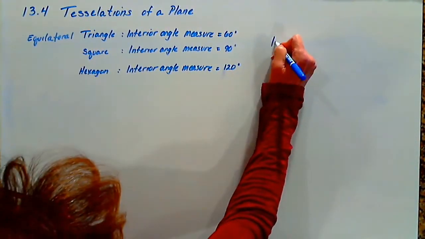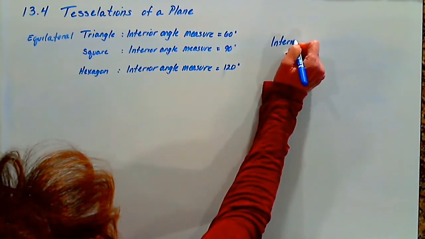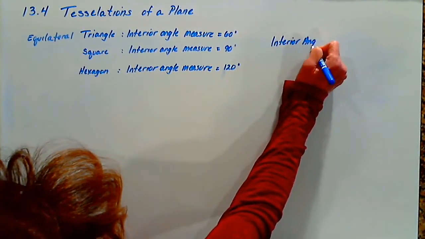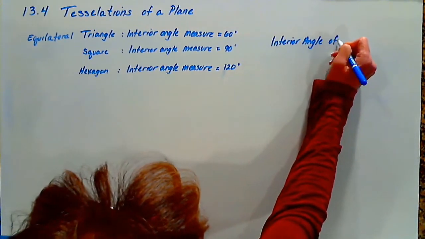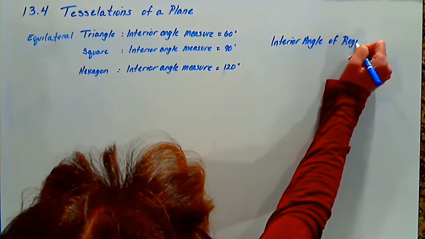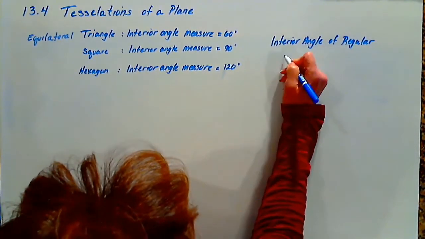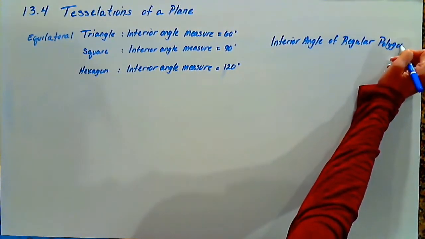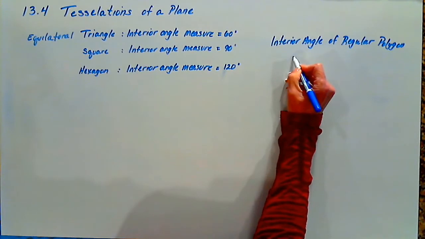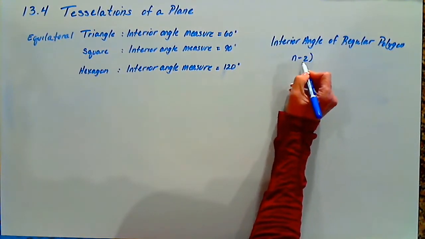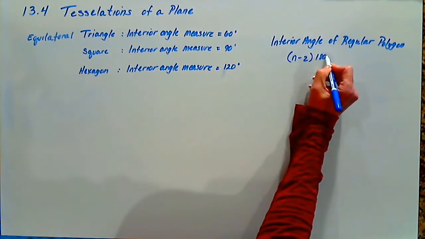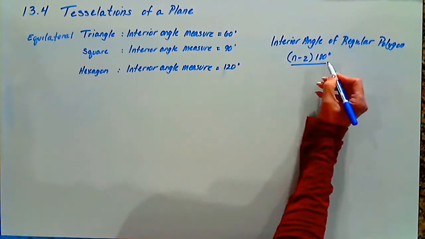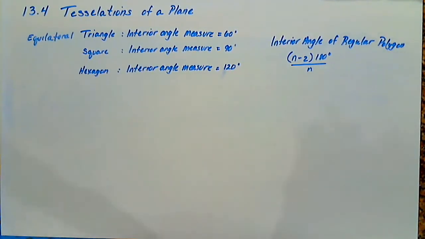Remember to find the interior angle, just to refresh your memory from a couple of sections back, of a regular polygon, take the number of sides minus 2 times 180, because that's how many triangles we can make, and divide it by n. So that's how we came up with that.